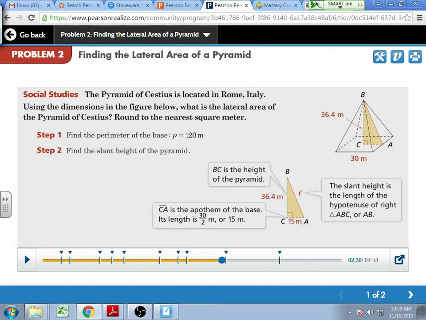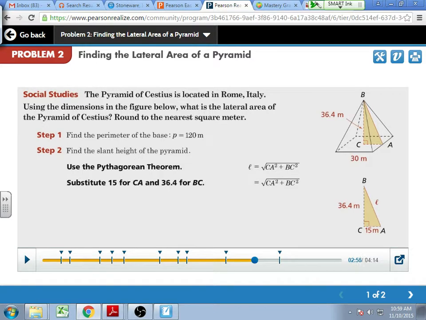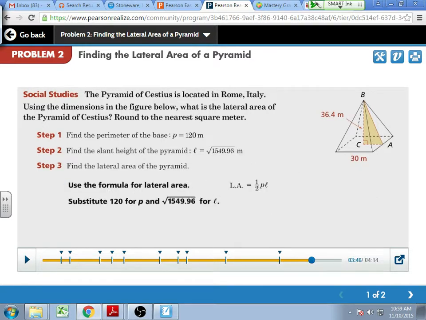My base is 15. My hypotenuse then we solve to be, they don't simplify it. They just found that it was radical 1,549.96, which is 39.36. Okay, I'm fine with that.